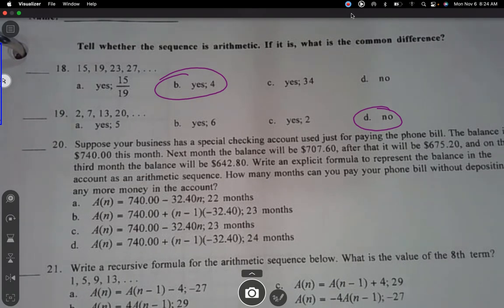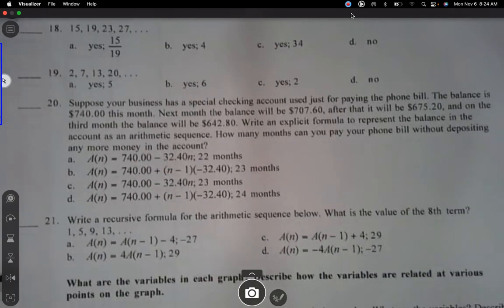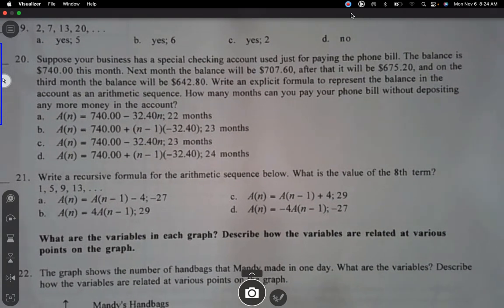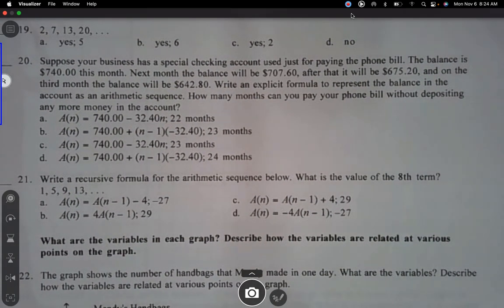So first of all, let me move number 20 up. Number 20 says you have a business with this checking account. The balance is $740 this month. So what is your starting number? 740. That is my first term. And first of all, it says an explicit formula. So which formula are we using? Top one or the bottom one over there?